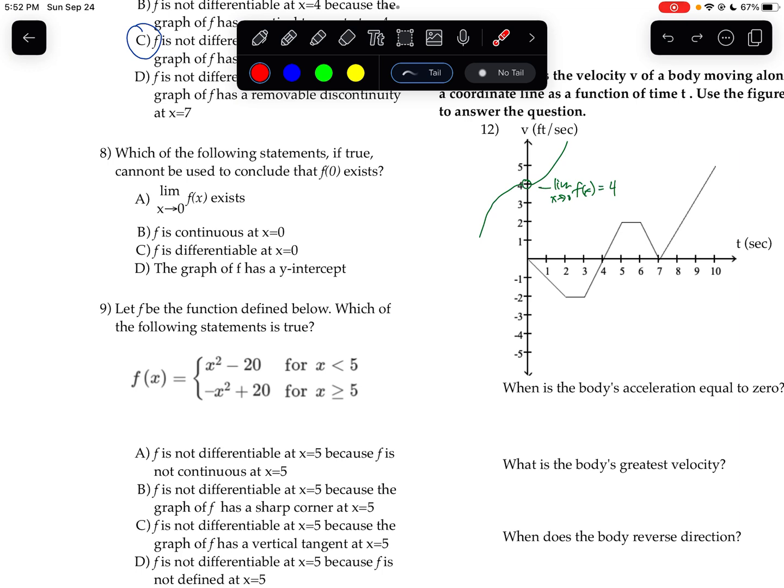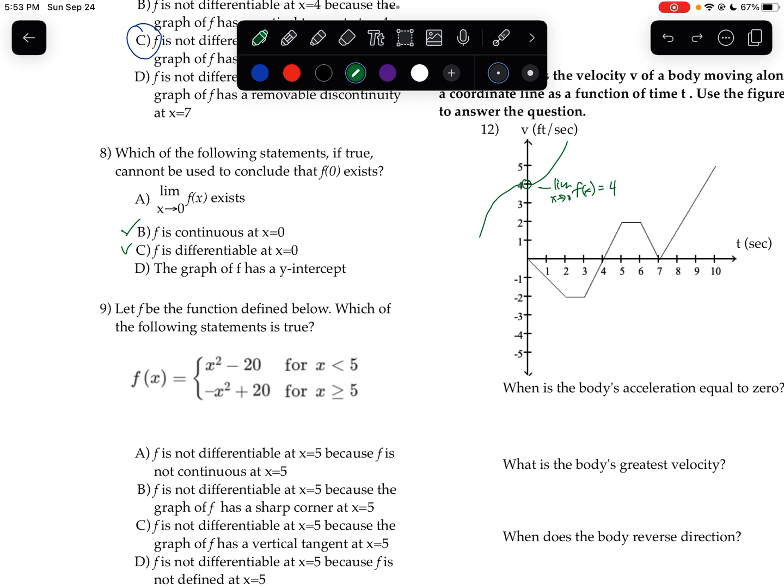F is continuous at x equals 0. So if f is continuous at x equals 0, this means that what's happening at and what's happening near are equivalent. So B could be used to verify that f of 0 exists. Differentiable, well, if something's differentiable at a point, then it is also continuous. There's a theorem on that. So that would lead us back to here, which would be true.